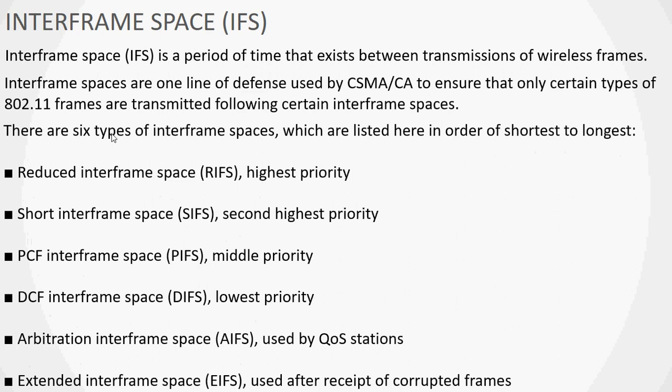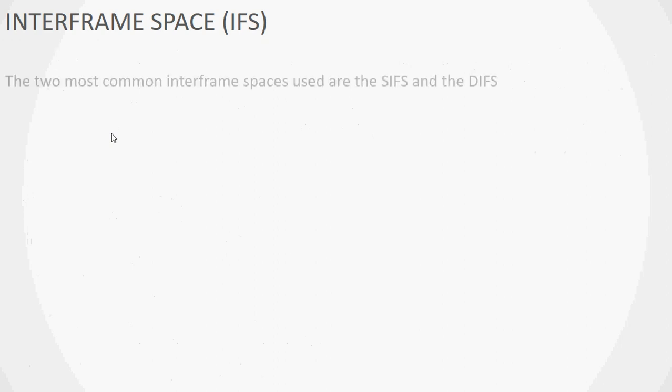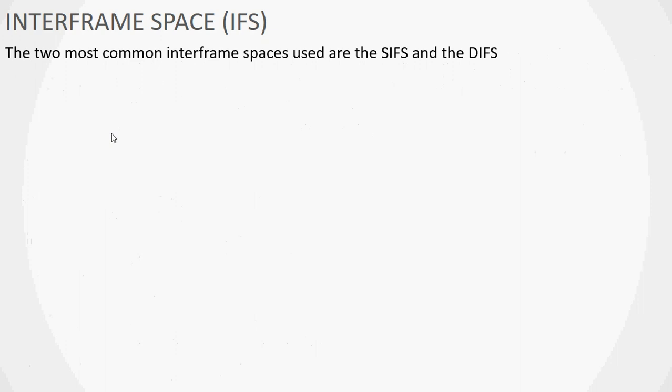So what does it actually mean? Let's look at an example. There are six interframe spaces of different durations, and the order is RIFS, SIFS, and so on. The priority of RIFS is highest and SIFS is second highest. The two most common interframe spaces used are SIFS, short interframe space, and the DCF interframe space.